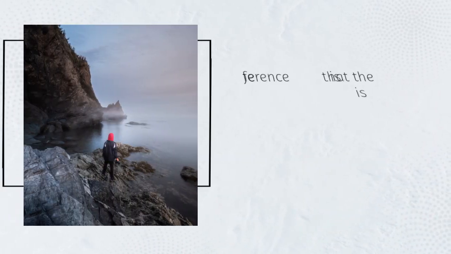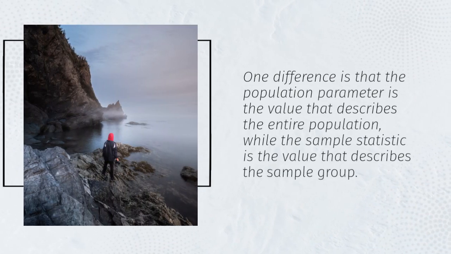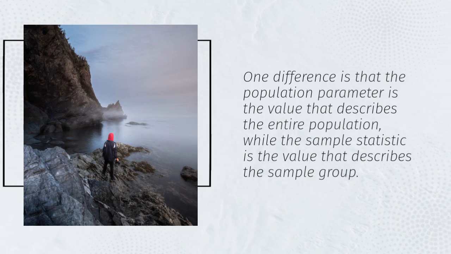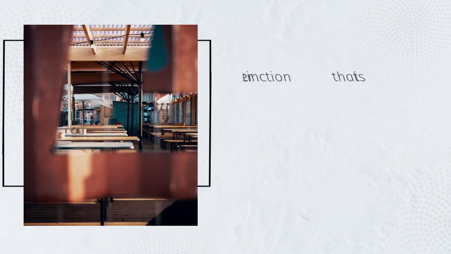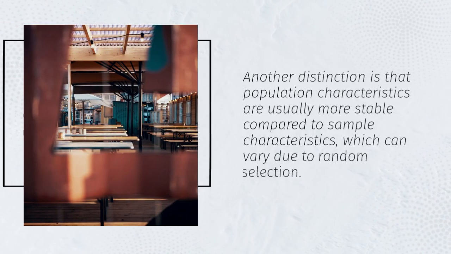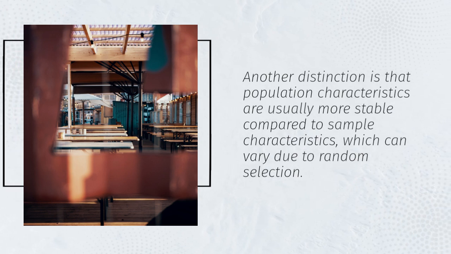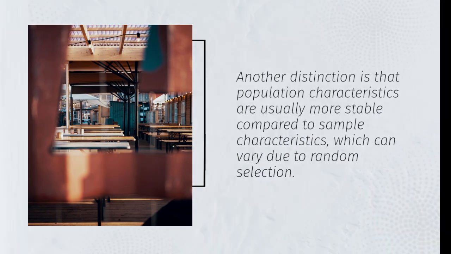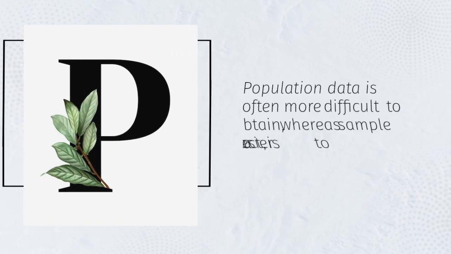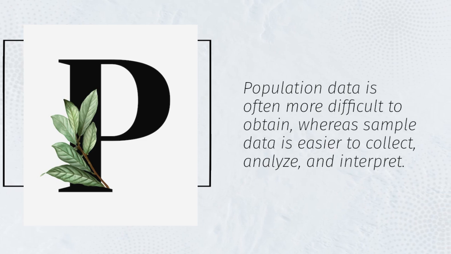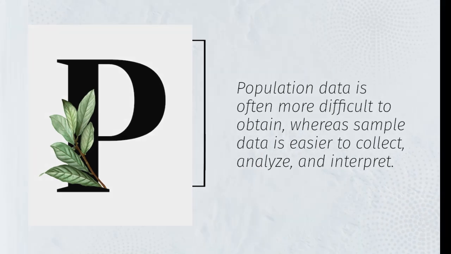One difference is that the population parameter is the value that describes the entire population, while the sample statistic is the value that describes the sample group. Another distinction is that population characteristics are usually more stable compared to sample characteristics, which can vary due to random selection. Population data is often more difficult to obtain, whereas sample data is easier to collect, analyze, and interpret.